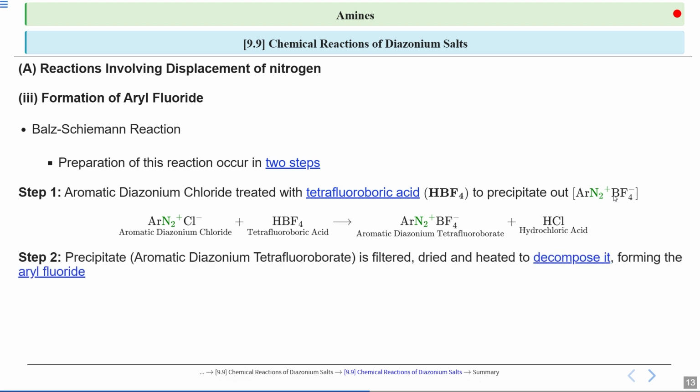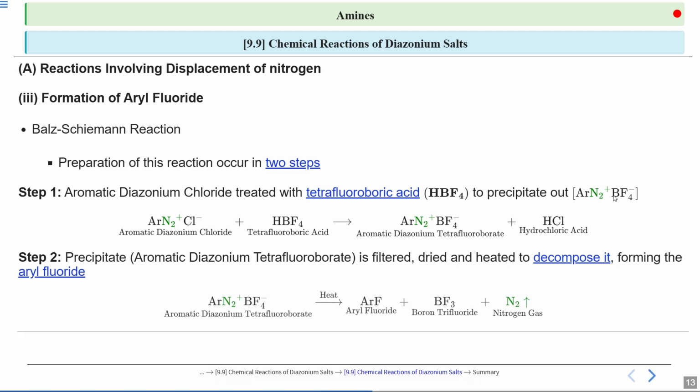Now what happens in step 2? We take the precipitated aromatic diazonium tetrafluoroborate, filter and dry it, and then heat it. What does this heat do? This heat causes the compound to break down, which releases nitrogen gas and forms the desired aryl fluoride. This is the step where the actual displacement of nitrogen happens, which results in the introduction of fluorine into the aromatic ring.